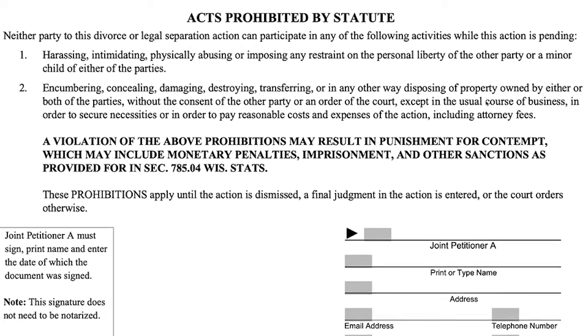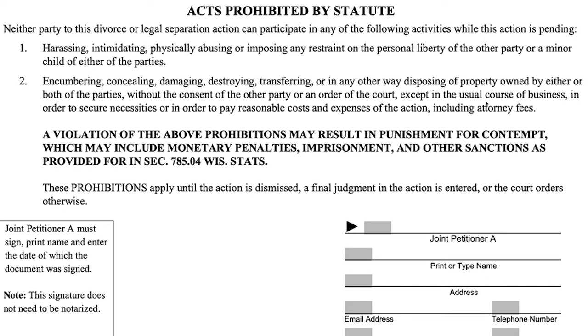So before you sign this joint petition, the court has a warning for you. Neither party can participate in any of the following activities while this action is pending. So 1, harassing, intimidating, physically abusing, or imposing any restraint on the personal liberty of the other party or a minor child of either of the parties.